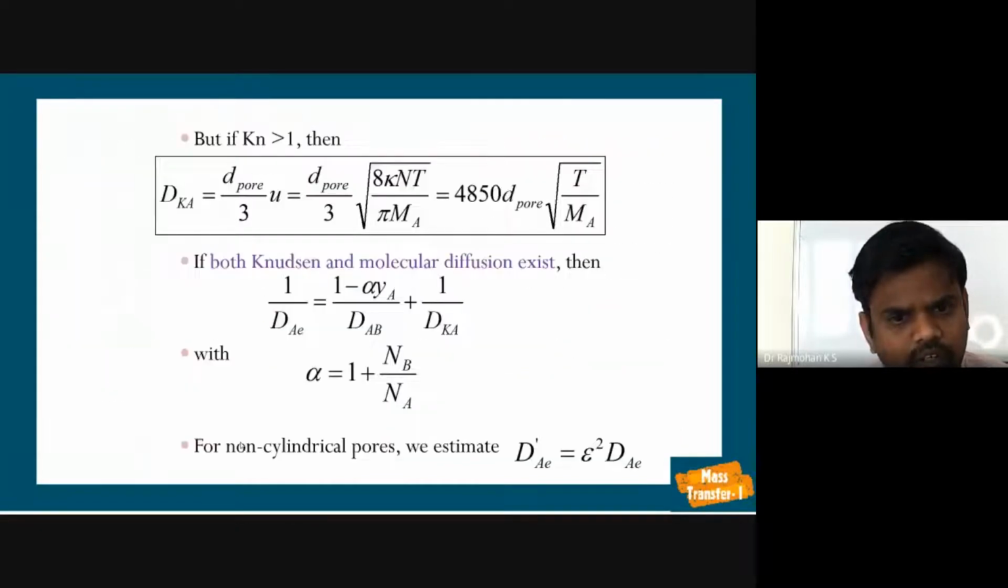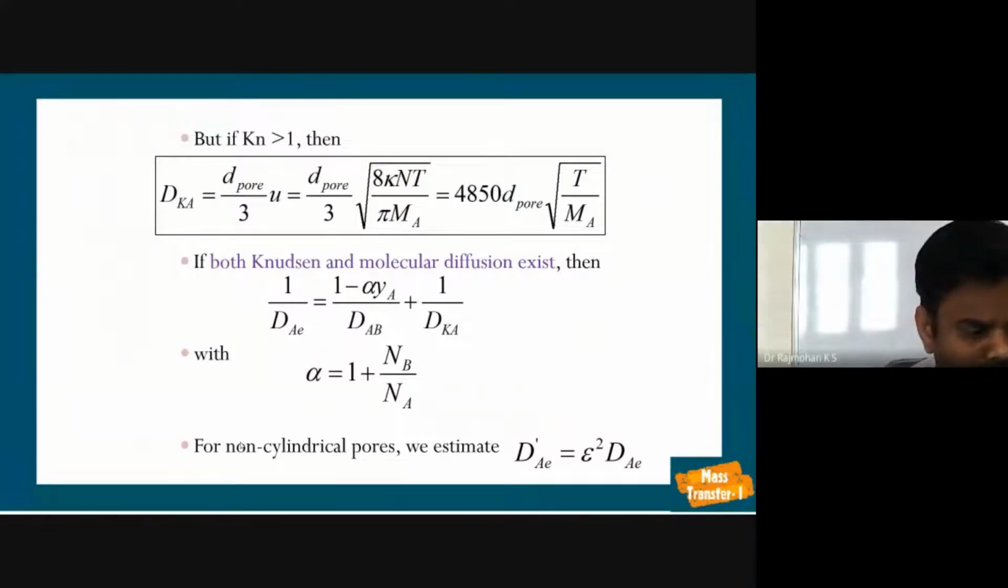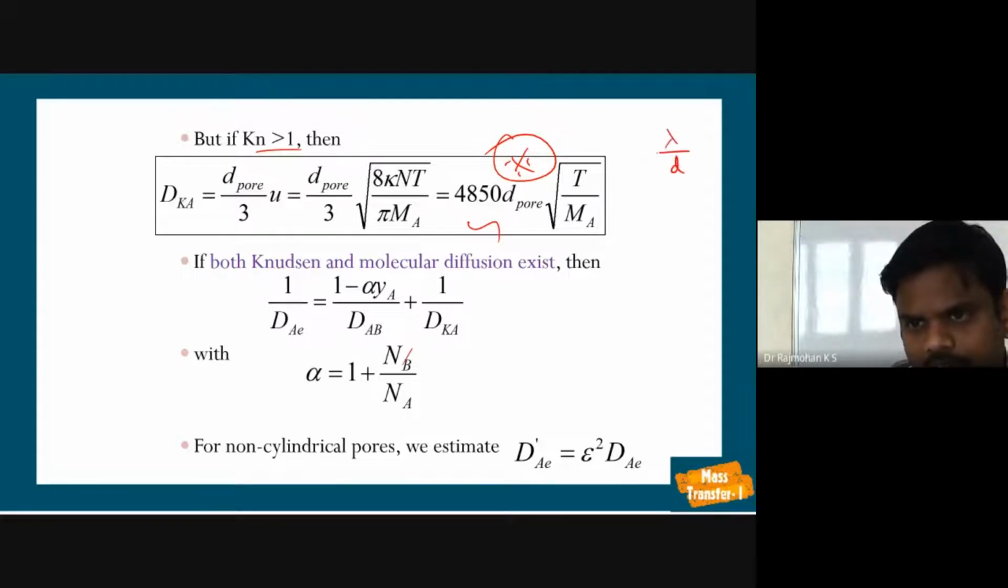And this is the formula I told you for Knudsen diffusion. We have the formula which I told you directly, and this is available in the textbook also. From the kinetic theory of gases, we have Knudsen diffusivity related to the pore diameter, and this is the equation we have to make use of. This we have to consider when Knudsen number is greater than 1. What is Knudsen number? Knudsen number is lambda by d. So when d is decreasing, Kn will increase. So when Kn value is greater than 1, we can make use of this equation.